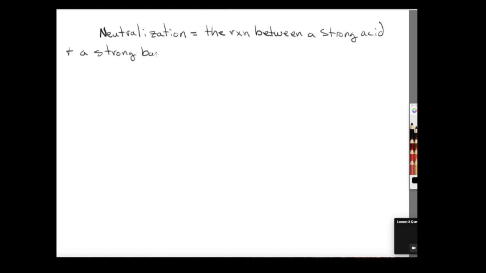The definition. A neutralization, you can see what I'm writing, right? Yeah. All right, a neutralization is the reaction between a strong acid and a strong base to produce water and salt.